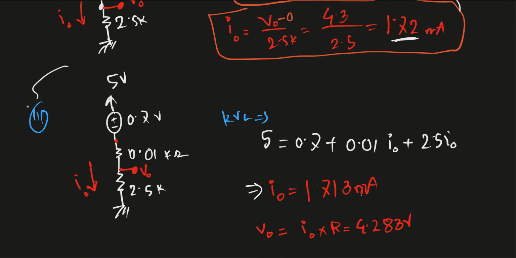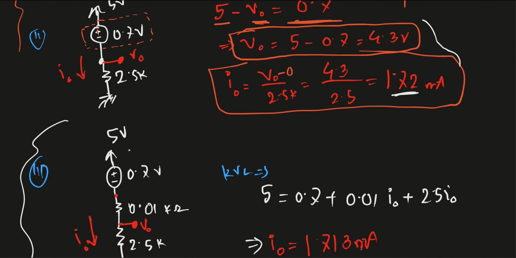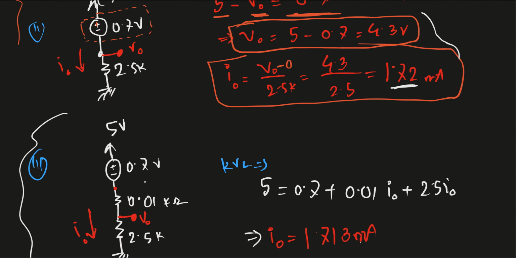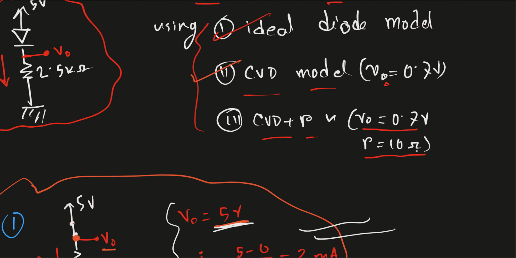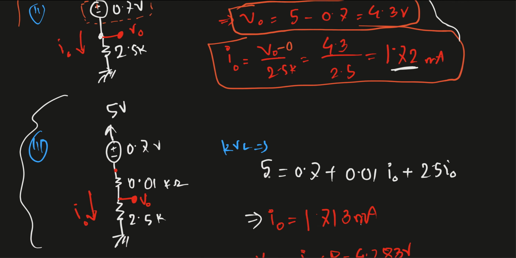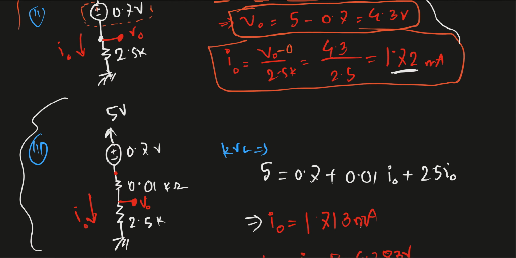Let's consider the third case where we consider both the resistance and the voltage source. Since the resistance is 10 ohm, it can be written as 10 divided by 1000 kilo ohm, which is 0.01 kilo ohm. So what we do is we replace the diode using a voltage source and a resistance, 0.7 volt and 0.01 kilo ohm.